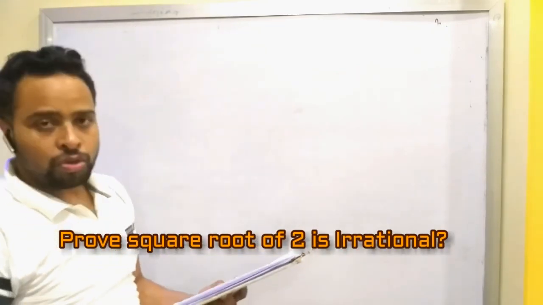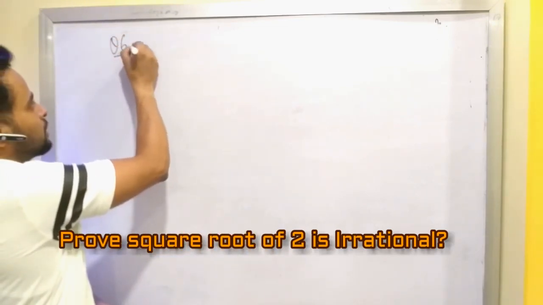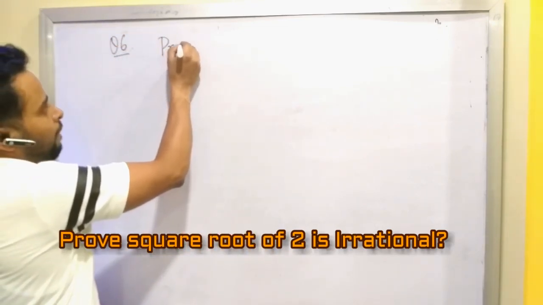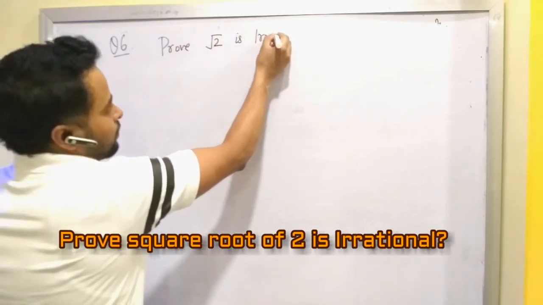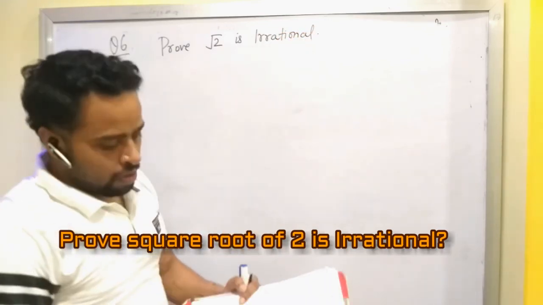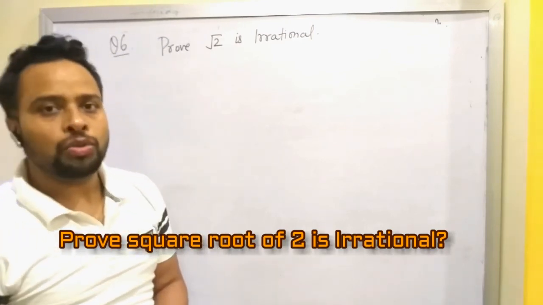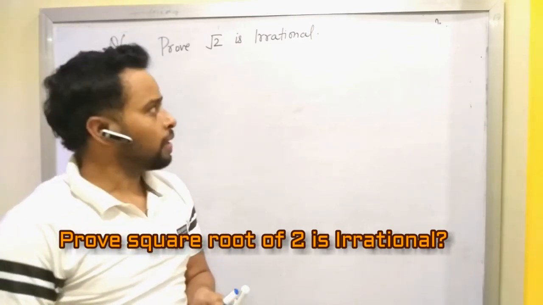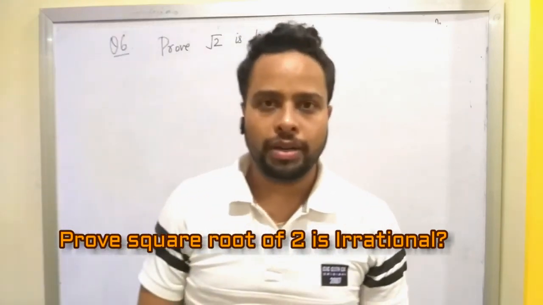Prove that root 2 is irrational. Question number 6. Prove root 2 is irrational. Now to prove this, we will use the contradiction method.